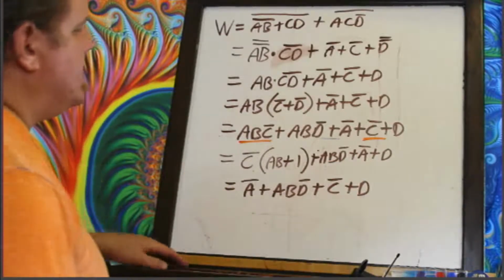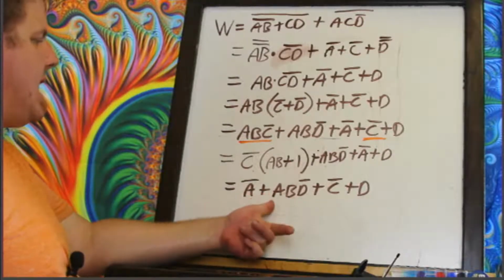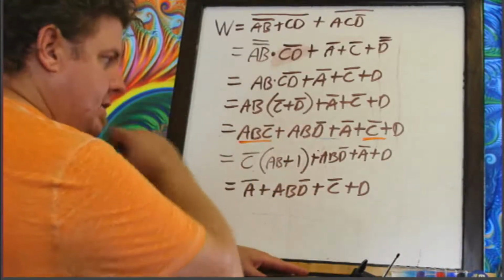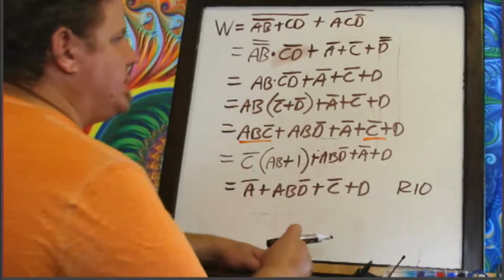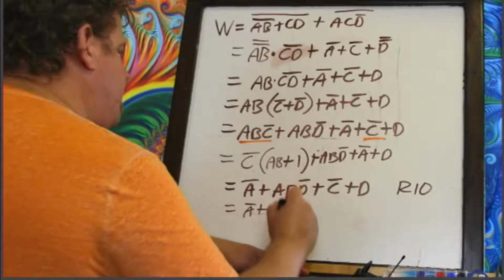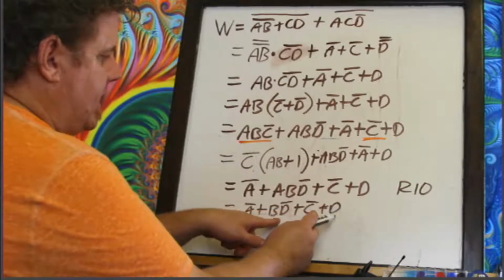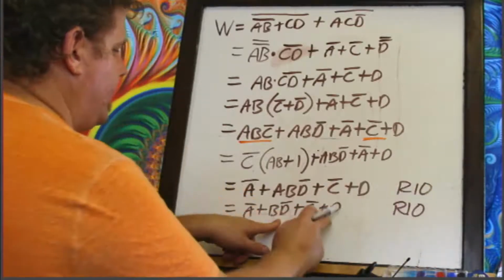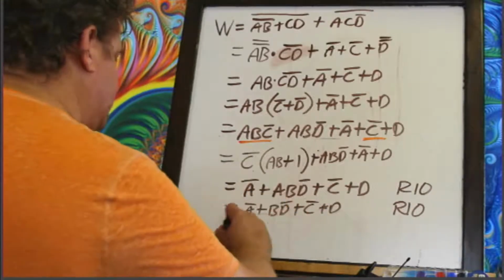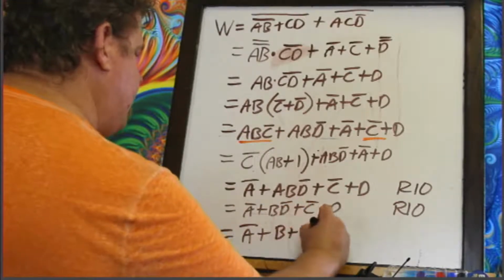Okay? I can see that Rule 10 applies here because I've got A NOT and A out in front, and so whatever it's ANDed with out there, I just get rid of the A. So I'll write this off to the side because it's the first time I've used it. Rule 10. So equals A NOT plus BD NOT plus C NOT plus D. Now, if I rearrange this, I see that I have another Rule 10 situation here with D and D NOT. So I'm going to get rid of that D NOT because that's what Rule 10 tells me I can do. So A NOT plus B plus C NOT plus D.